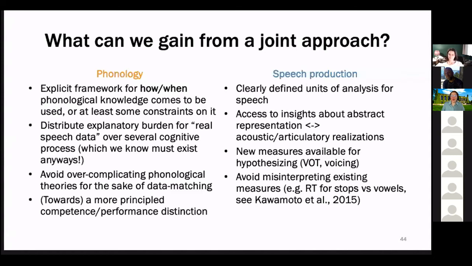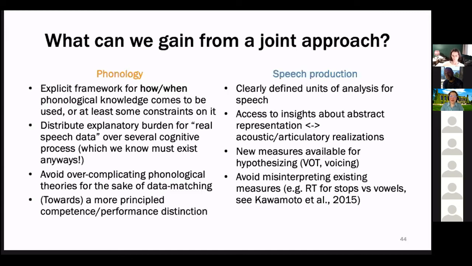In terms of the perspective from speech production, I think that adopting explicit assumptions about phonological knowledge can give us clearly defined units of analysis when we're trying to think about speech production and speech in general.